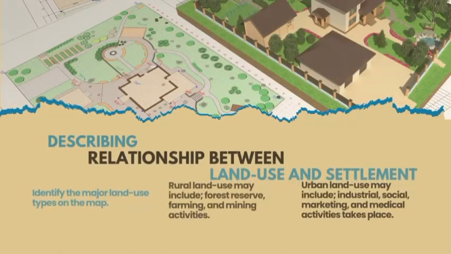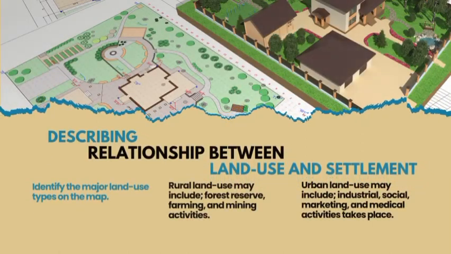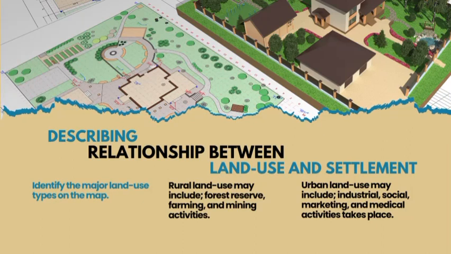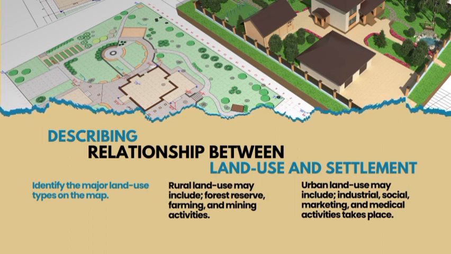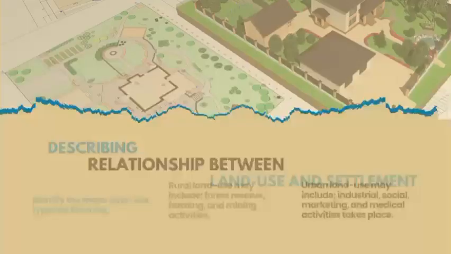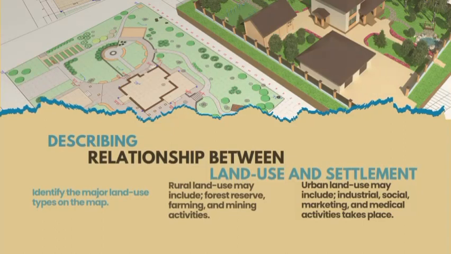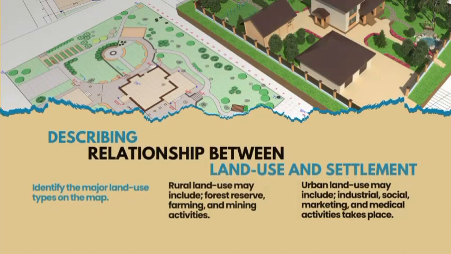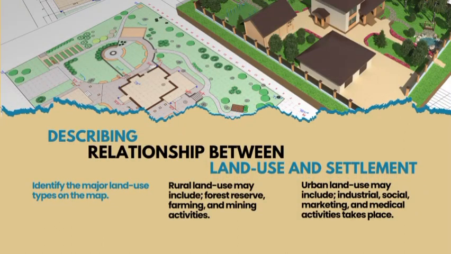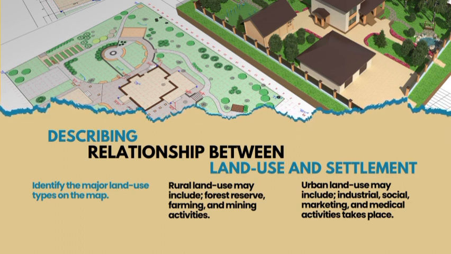Let's move to description of land use and settlement relationship. To show this, we need to identify the major land use type on the map, which may include farming, reserve, mining activity. When talking about rural and also urban, it may include industrial regions, marketing place, a social gathering place, medical activity that can take place in such a land use. And this is what we describe between relationship of a settlement and its land use.